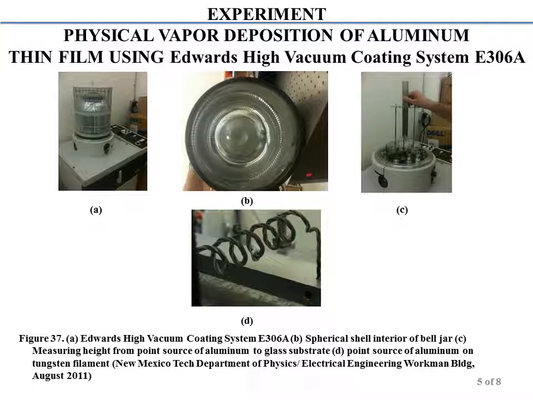In the next slide, using the Edwards high vacuum coating system, E306A, we perform this experiment. As you can see, in A, the equipment, in B, the inside of the bell jar, and C, making a measurement for the fixed height from the point source for aluminum, and in D, you could see the attachment of the aluminum staple onto the tungsten filament.